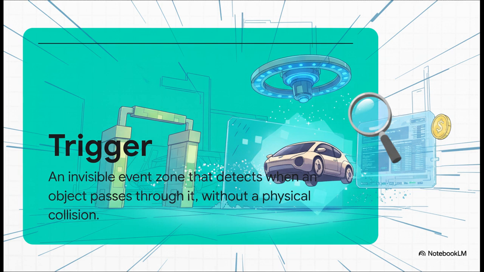Your car drives through the sensor zone, the sensor says, yep, got one, and an event happens. Maybe a gate lifts or your account gets charged. But you never physically hit the sensor, right? You just pass through its zone. That is a trigger, a non-physical event zone that detects presence without causing a crash.